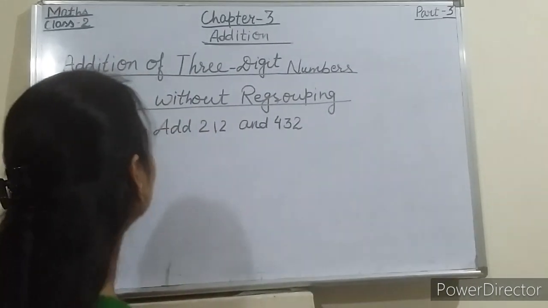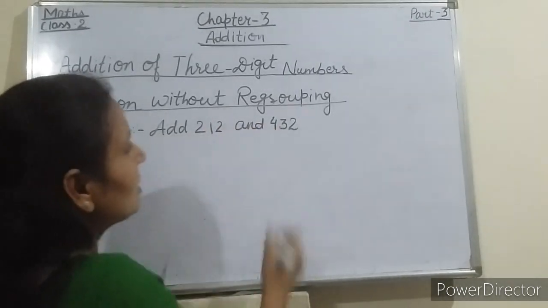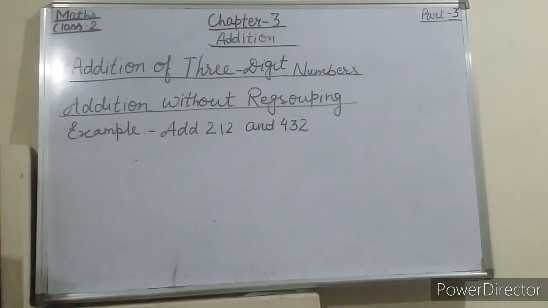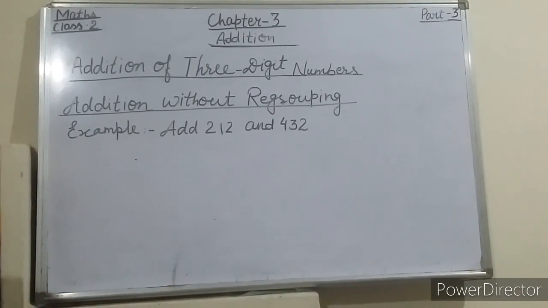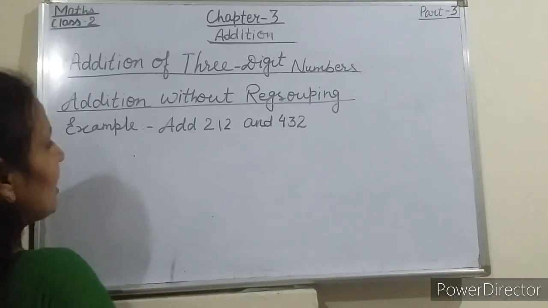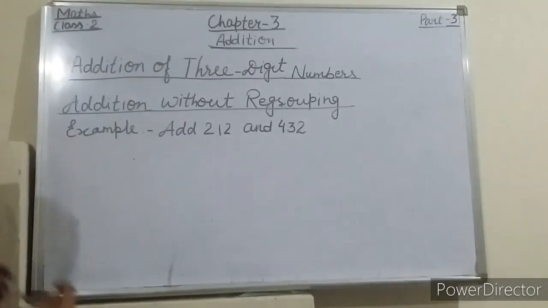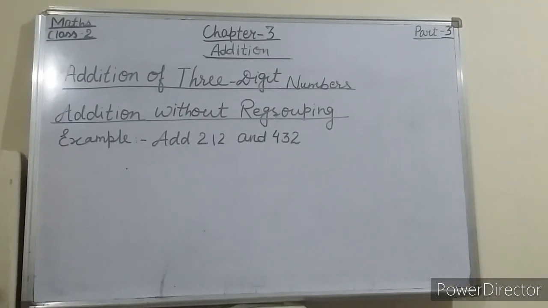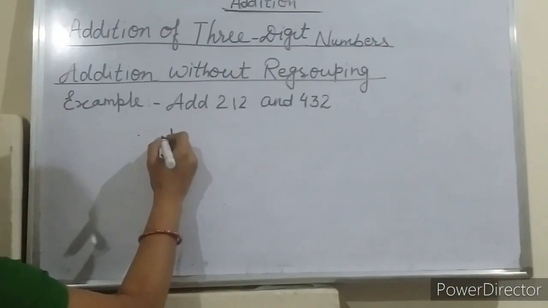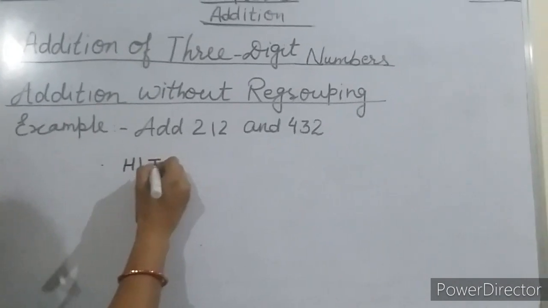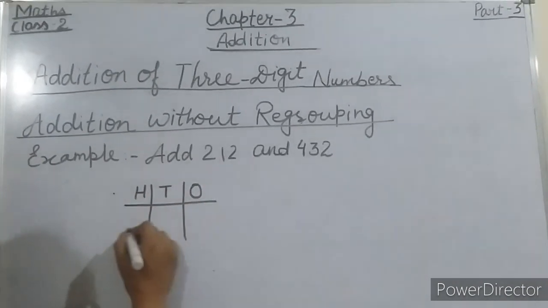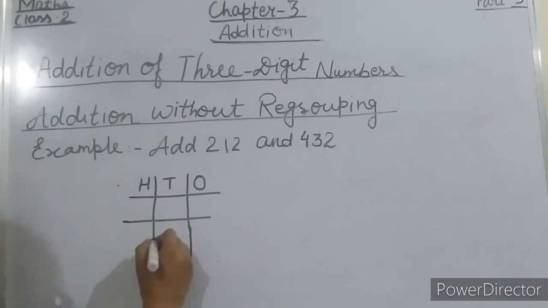See students, now I am going to start addition without regrouping. In this section we will learn to add 3-digit numbers without regrouping. I have given you one example to do. So how will you do it students? First of all, you have to arrange these numbers in a column. So make a column and arrange these numbers.